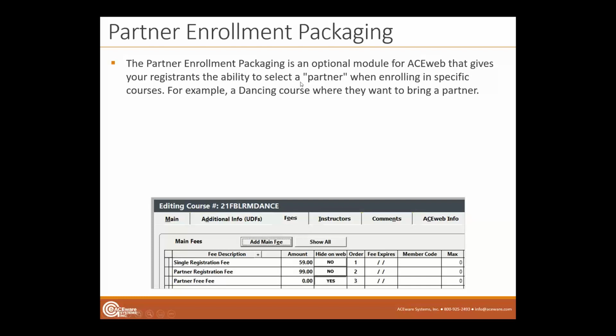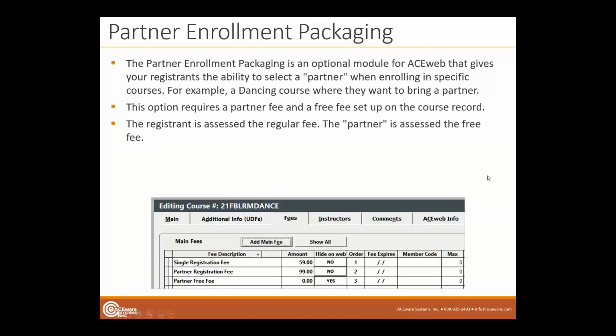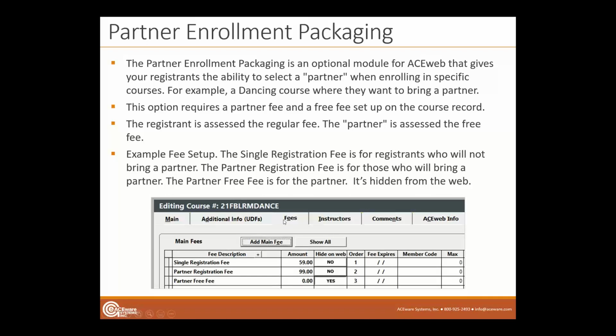ACEweb gives the registrant the ability to select a partner when enrolling in a specific course. For example, a dance course, where you're bringing the partner. The option requires a partner fee. Notice down here, the partner fee is set to 0. The registrant is assessed the regular fee, so the main registrant will be given the partner fee of $99. And the partner they register will then get the free fee of $0.